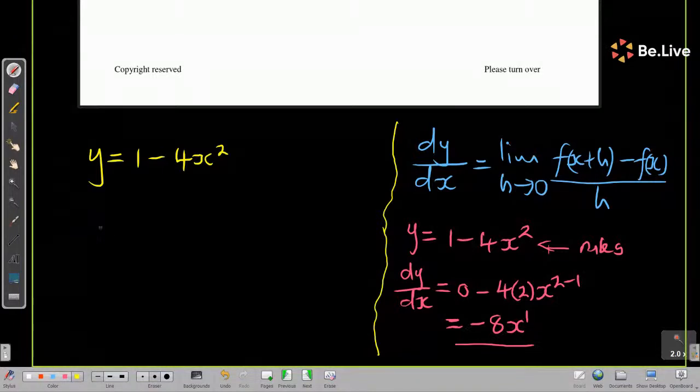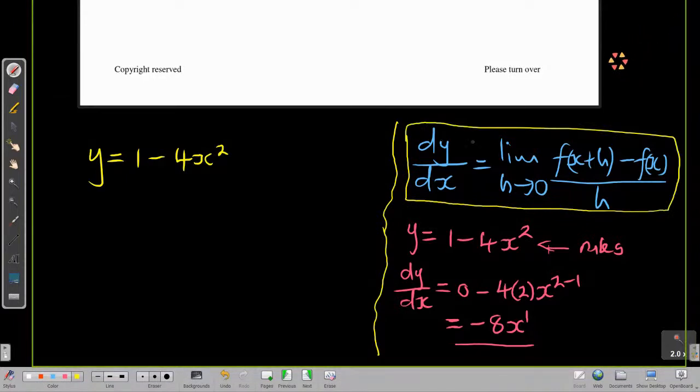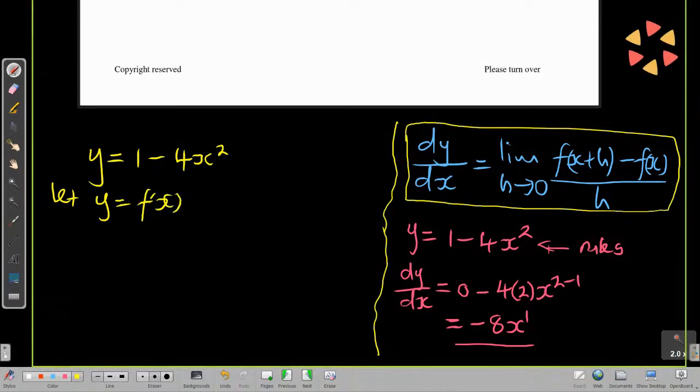Now, if I'm differentiating from first principles, I have to use this formula here. I must follow this formula in parts. The first part is I'm going to let here my y become f of x. What am I trying to do? I'm trying to come up in this case with this part, the f of x.